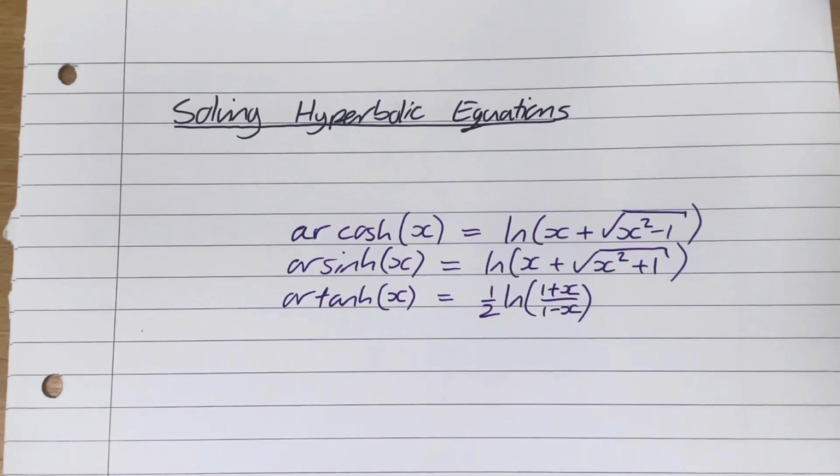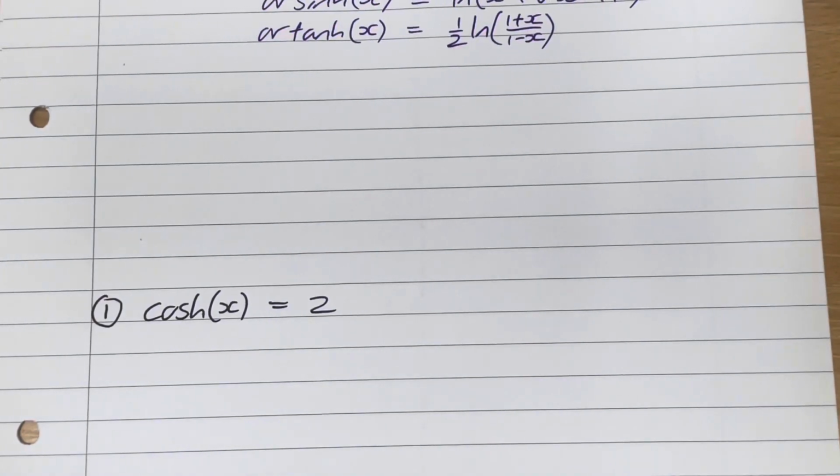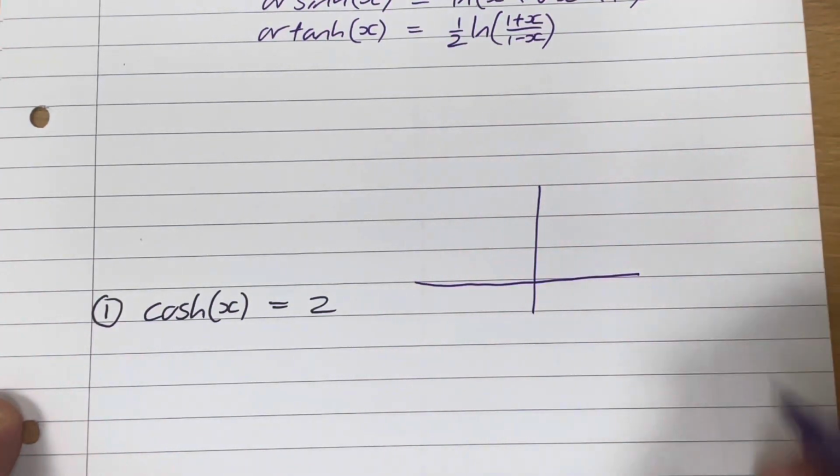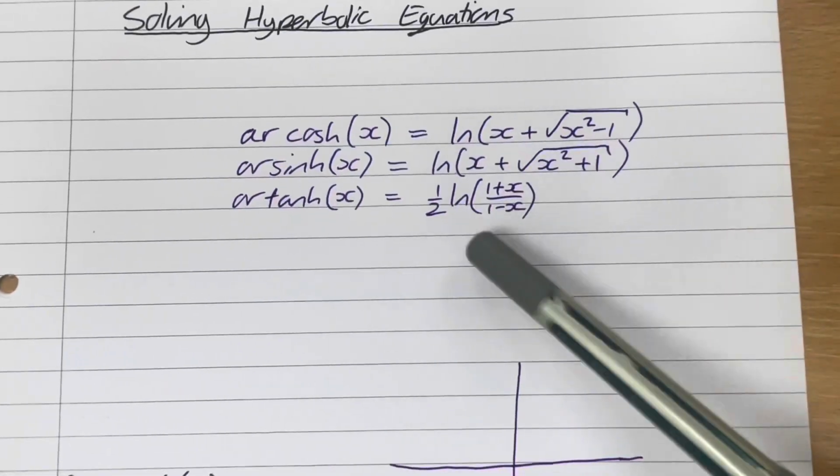Okay, so hyperbolic equation, let's start simple. cosh of x equals 2. Now we're going to solve this for x. So we're going to solve it exactly for x as well. We're not just going to get a long decimal answer. This is why we want the natural log definitions.